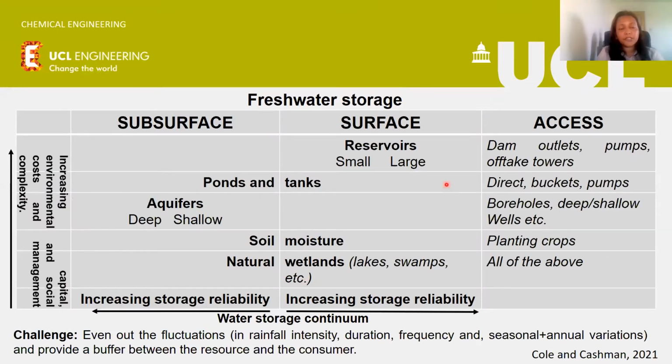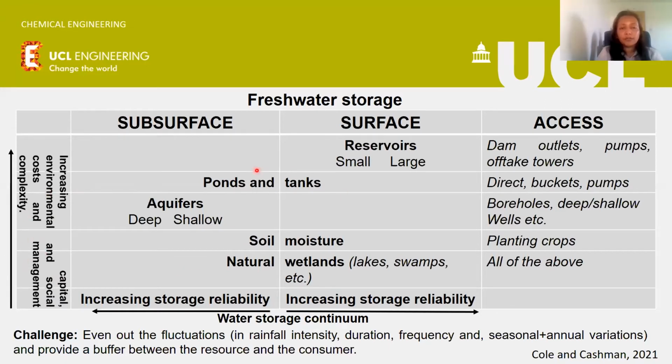As I said, fresh water is something that directly impacts us. When we are talking about accessibility of water to the human population, we're talking about water security. Generally, we refer to fresh water. So fresh water storage is very important. It can be stored in many forms, in many reservoirs: ponds and tanks, aquifers, soil moisture, natural wetlands. What is important to consider is the storage reliability, how it can be accessed in an environment-friendly way, the cost implications, and the management complexity.